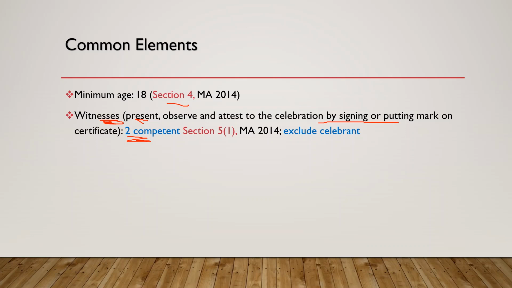And so you need to appreciate Section 5 of the Marriage Act of Kenya. And the other point you need to note is that these two competent witnesses must exclude the celebrant, meaning that they are different from the bride and the groom. So understand Section 4 and Section 5 of the Marriage Act of Kenya. These are never formalities, but the law provides for the same.